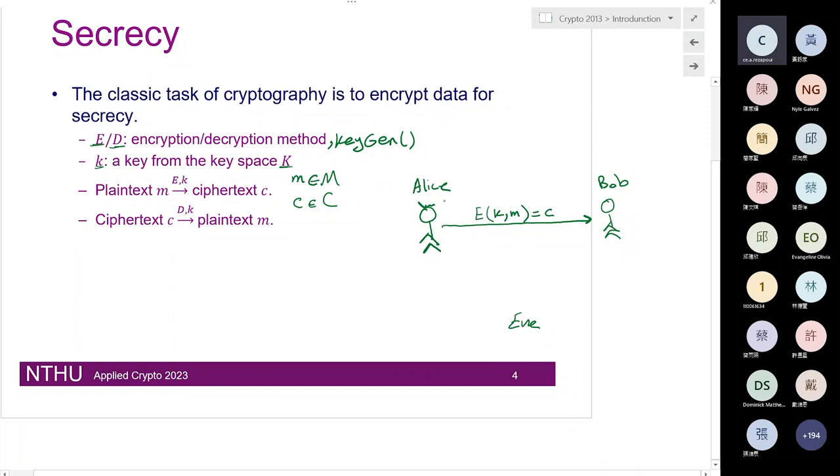This key has been shared only between Alice and Bob. So when Bob received this message, he would compute the decryption of the same key and the ciphertext that he received, and he would recover the message M. Eve cannot do this because she wants to run the same decryption function, but she doesn't know the key. She knows the C, but she doesn't know the actual message that was transferred.